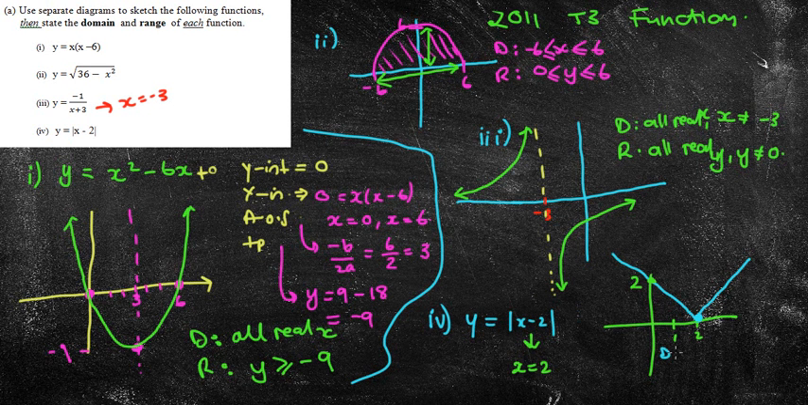My domain, in this case, is all real x, just like a linear graph, but my range, y must be greater than or equal to +2 in that particular case. Alrighty, that's the first set of questions for part A. Part B, which is quite a challenging question, the first part for 2 marks is going to cause the most grief.